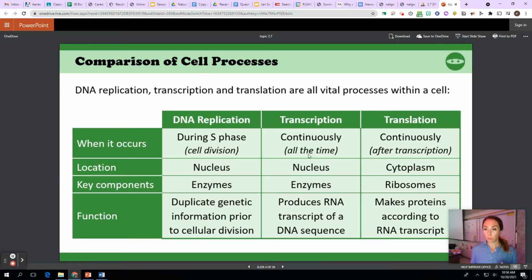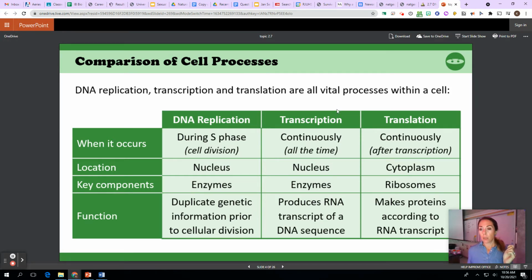Transcription, which we'll be talking about today, is happening all the time, right? They're constantly writing things down, transcribing, and then continuously translating. So this process happens all the time, depending on what our body needs, what's happening with breaking it down, depending on what's going on in our body. Transcription still happens in the nucleus. Remember, we talked about how those nuclear pores are really important. We still have enzymes being the really key component of that process.